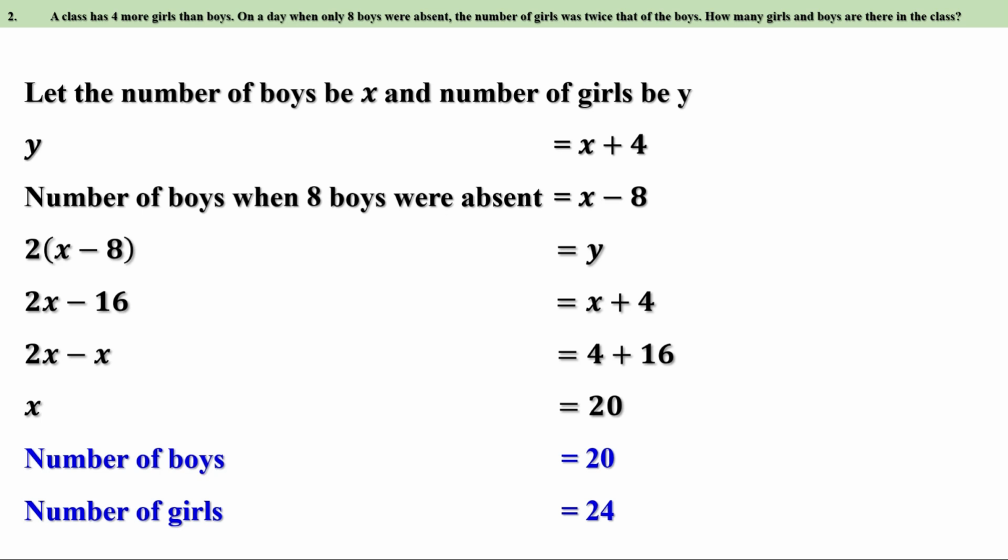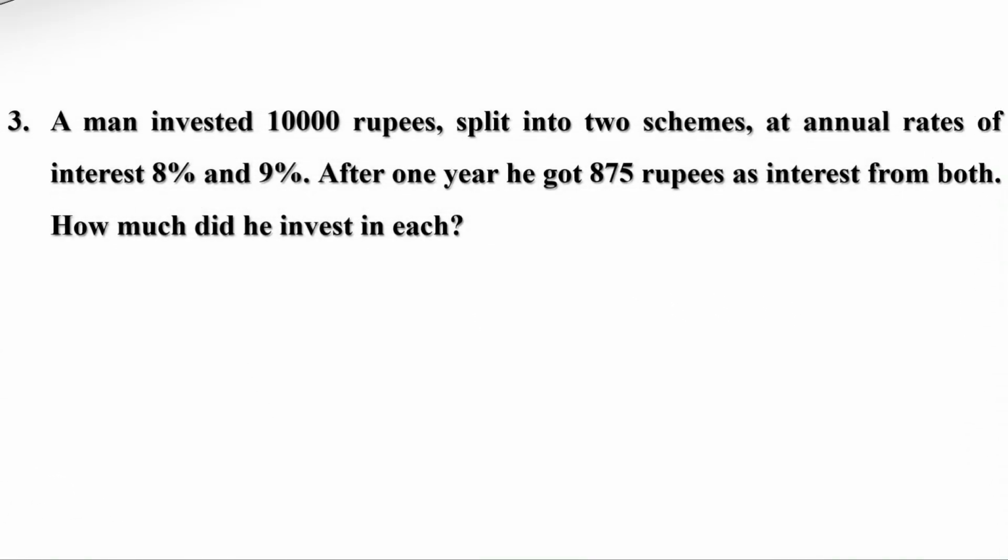Today let us do the remaining problems on page 36. A man invested 10,000 rupees split into two schemes at annual rates of interest 8% and 9%. After 1 year, he got 875 rupees as interest from both. How much did he invest in each?